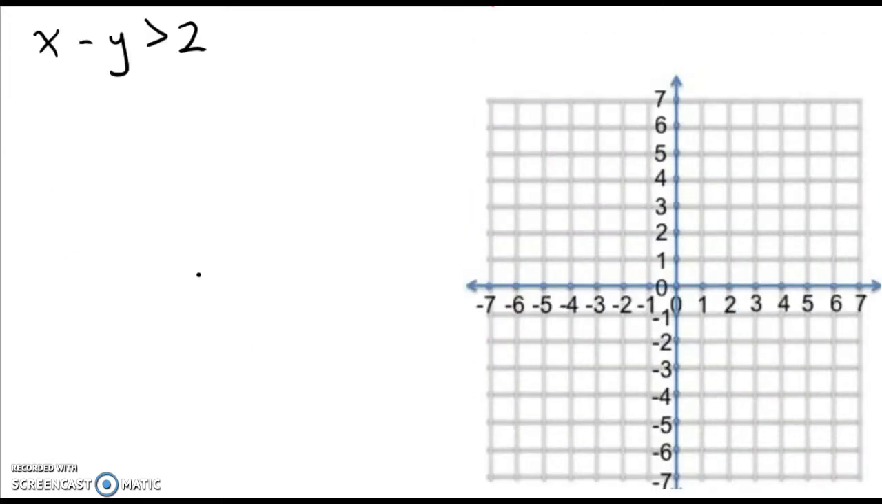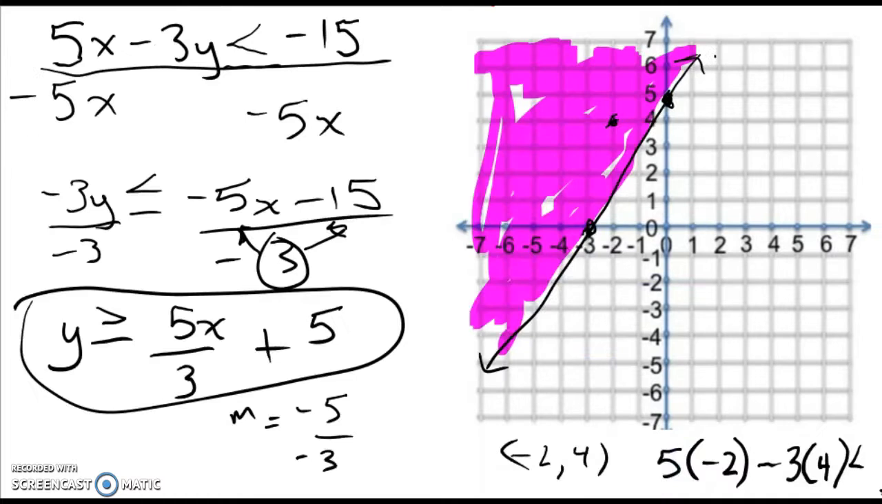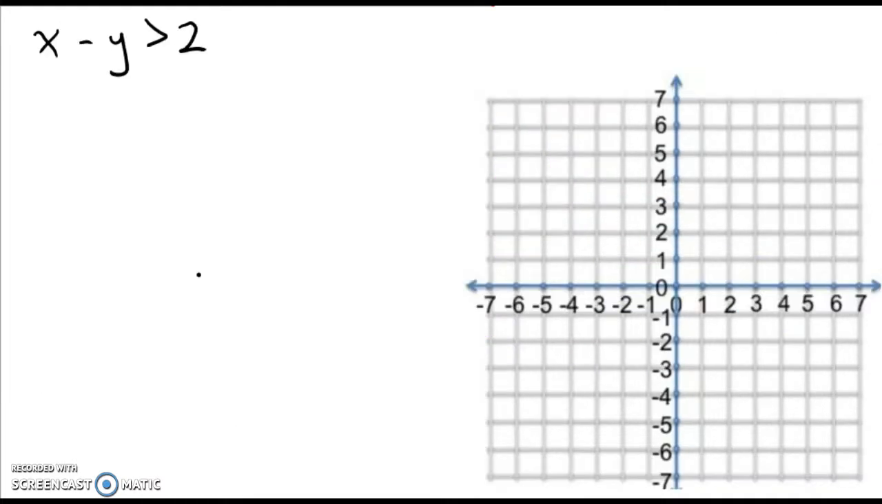Okay, last one. What we're going to do is subtract the x from both sides, because we have it in the standard form, and we're not going to run into the problem that we ran into with this one, where we had to go in 2 negative directions in order to get the proper line. So I wanted to show you this. So -y is greater than, I'm subtracting x from both sides, greater than -x plus 2.